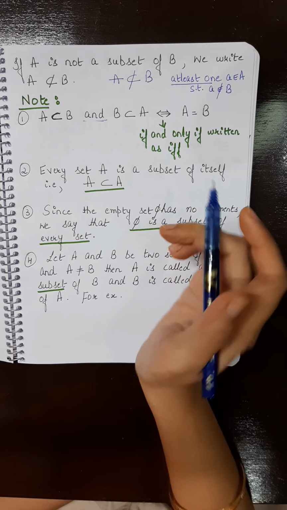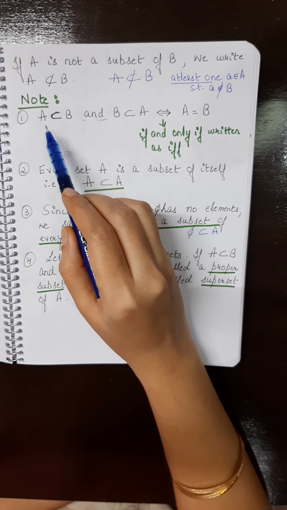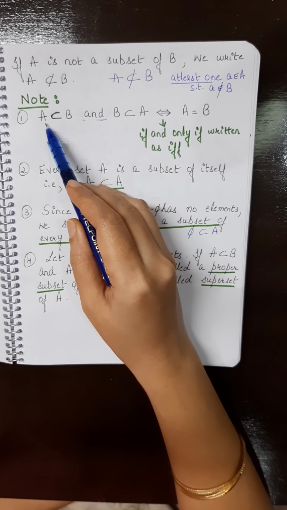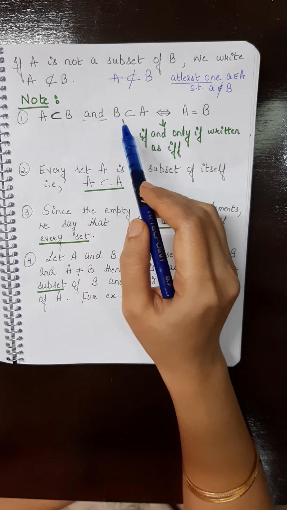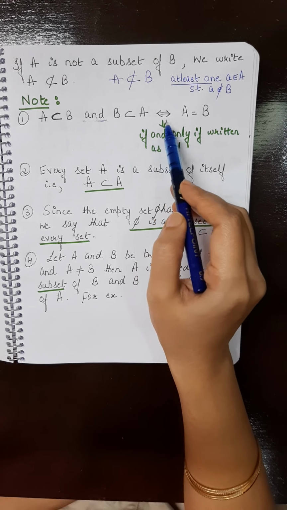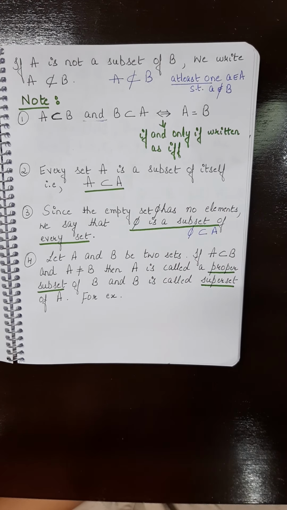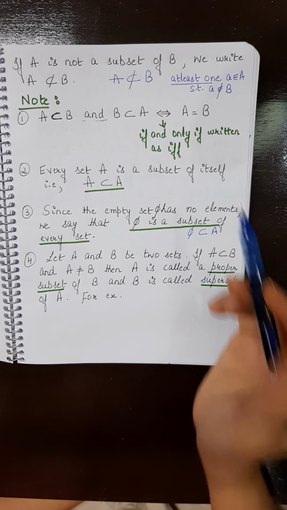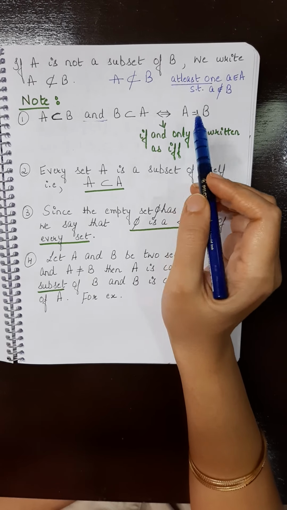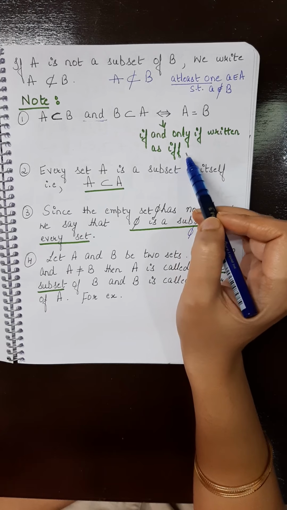Now next we have some notes. The first point is A is a subset of B and B is a subset of A. Every element of A is an element of B and every element of B is also an element of A. So this implies A is equal to B. This is another symbol in mathematics, known as if and only if, and it is written in short form as IFF.